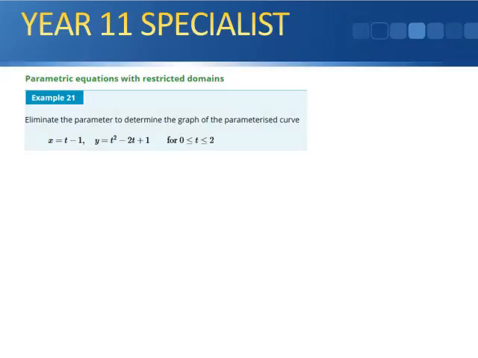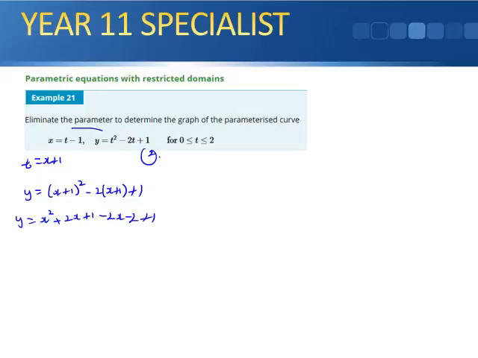Now, parametric equations with restricted domains. Eliminate the parameter, that's what it says, to determine the graph. So if I eliminate it, I've got to get rid of the t, so I've got to substitute one into the other. So I'm going to rearrange this first one and get t equals x plus 1, and I'm going to substitute it into number 2 and get y equals (x plus 1) squared minus 2(x plus 1) plus 1, which means I get y equals x squared plus 2x plus 1 minus 2x minus 2 plus 1, which gives me y equals x squared.